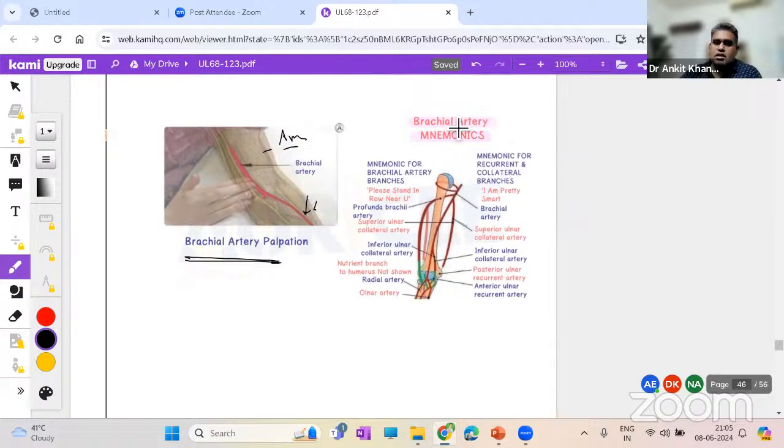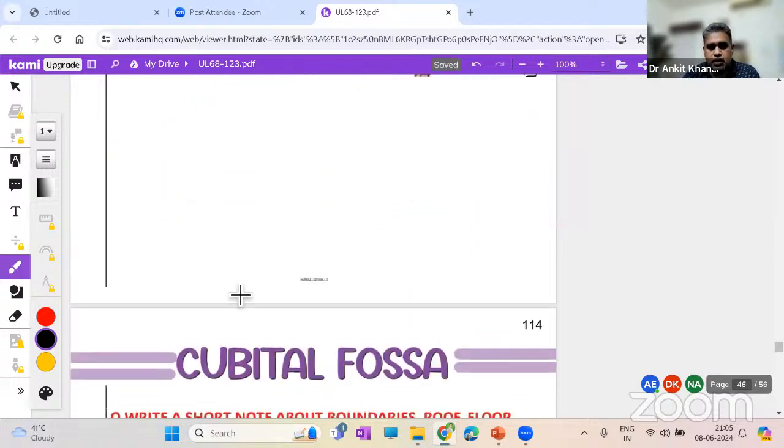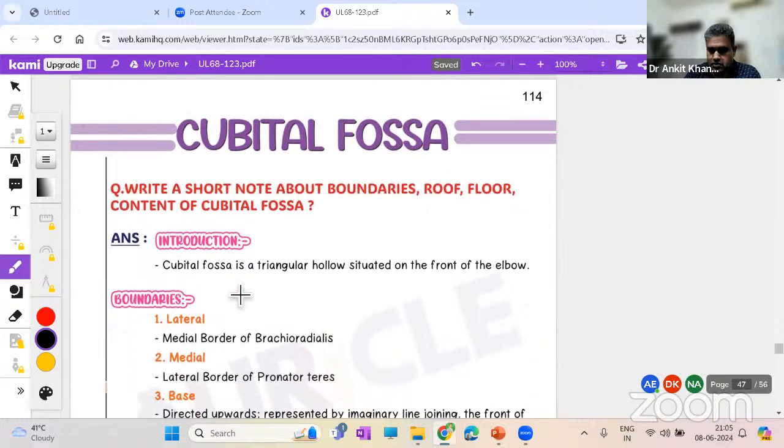Okay. Here we have some mnemonics. You can go through them, take the screenshot, right? Learn some mnemonics over here if you are finding it difficult to remember. Okay, so brachial artery. Let's see the last topic over here, cubital fossa. Last topic of the session.